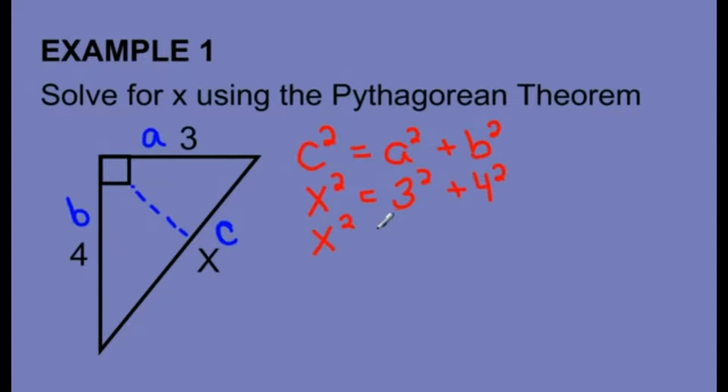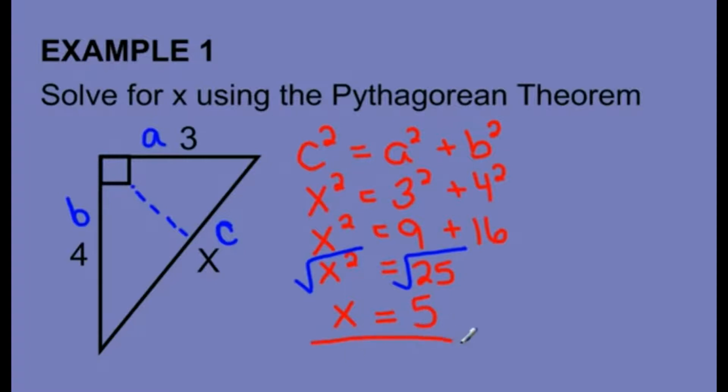Let's simplify this. Well, I know 3 squared is 9, 3 times 3, and 4 squared is 16. Again, if I simplify, 9 plus 16 is going to give me 25. Since I want to solve for x, I'm going to have to take the square root of x squared, so I'm going to have to take the square root on the other side as well. The square root of x squared is x, which is exactly what we want to find, and the square root of 25 is 5. So therefore, our x value is 5.